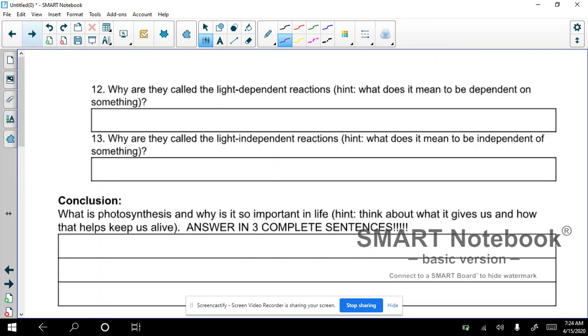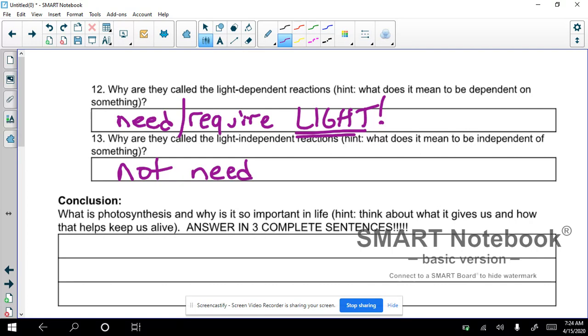If we go to the next page, why is it called the light dependent reactions? What does it mean to depend on something? When you depend on something, you need or require it, and in this case, we need or require light, sunlight in particular. What does it mean for the next question when we are independent or we don't need it? It means we do not need, because we're independent, in this case, light. So that part of the reaction can take place in the dark if needed.